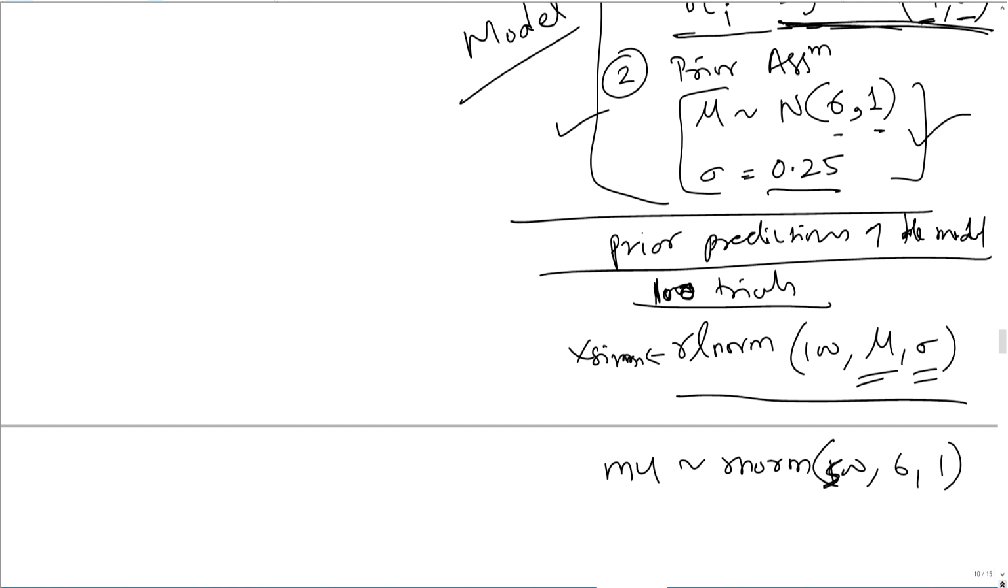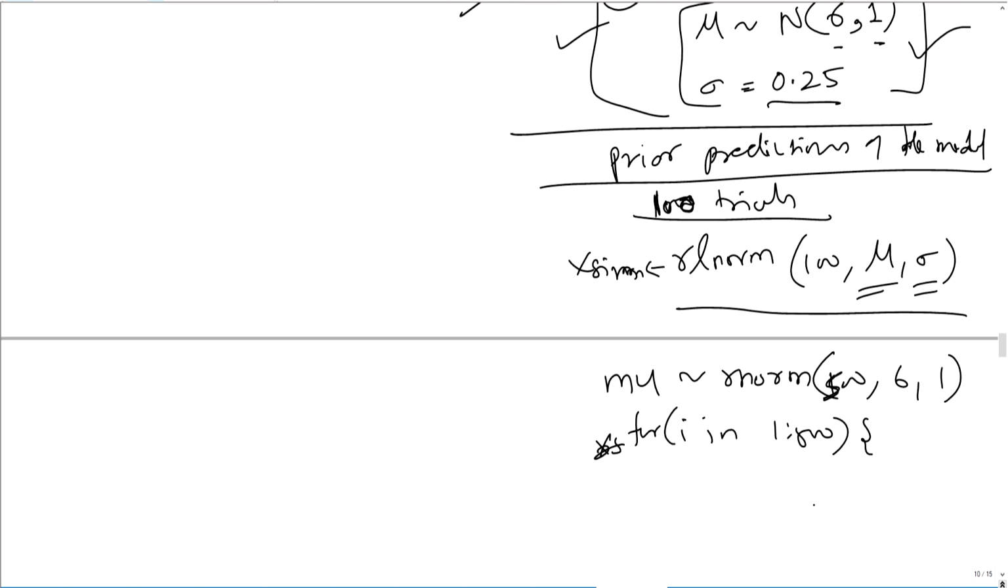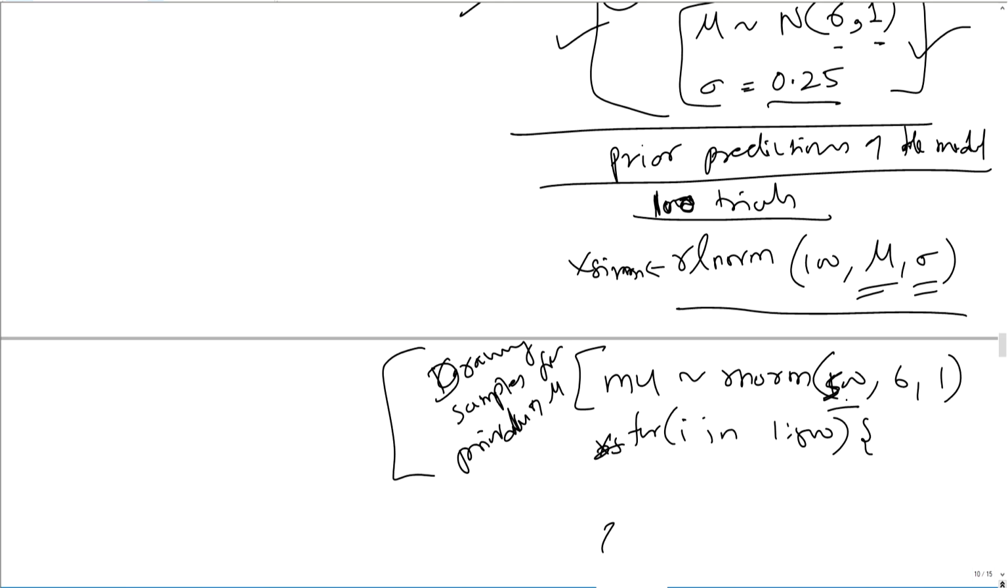Now, corresponding to each sample of mu, you can generate a prior predictive sample. So, let us say I iterate for i in 1 to 500, as many samples from the prior as you are collecting. This step is called drawing samples from the prior distribution of mu. So, basically you are drawing 500 samples from the prior distribution of mu.